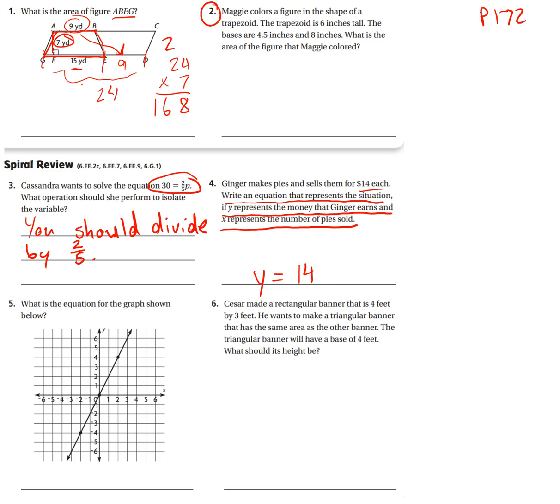So if she sells 1 pie, she earns $14. If she sells 2 pies, she gets $28. So to get that growth, you need to be multiplying.